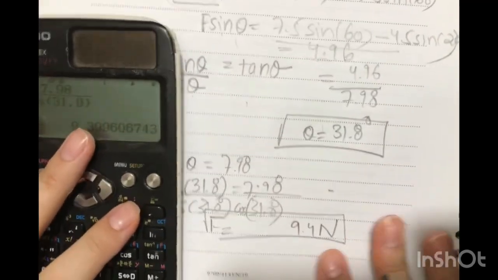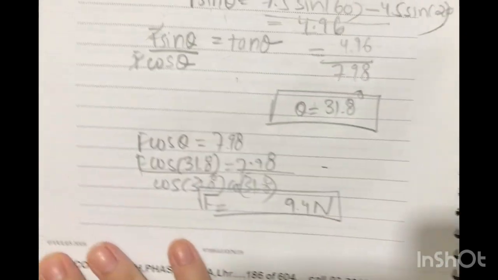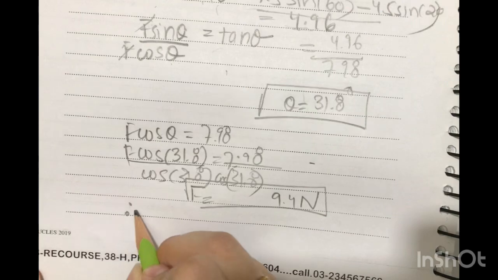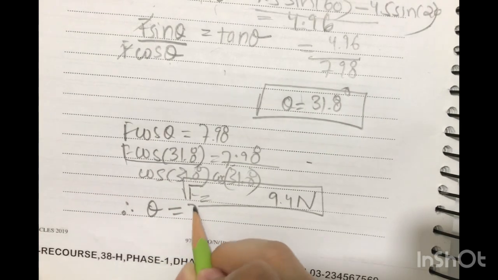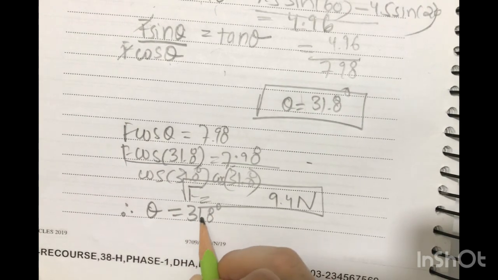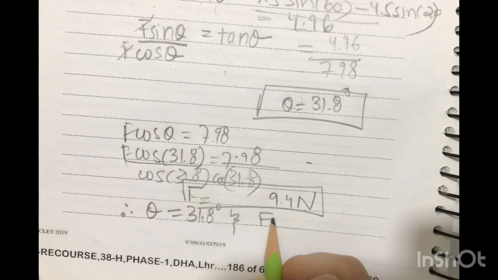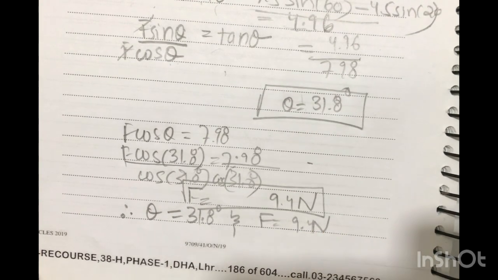Then we can present our answers in the end. So theta is equal to 31.8 degrees and F is equal to 9.4 Newtons.